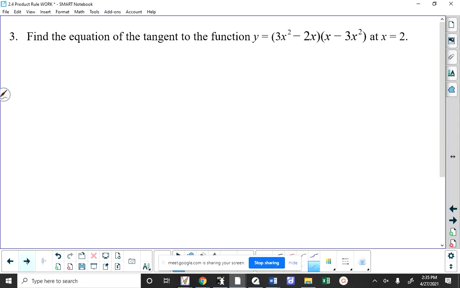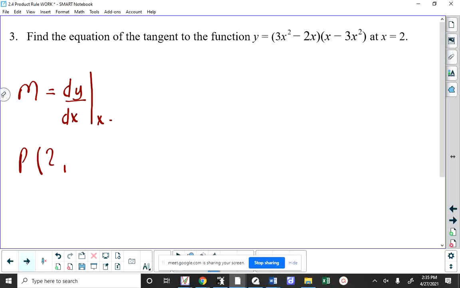What's the equation of the tangent to this function at x equals 2? So here, this is great. All that simplifying, we don't have to simplify whatever we get for the derivative because we're just going to put 2 in anyway to find the slope. So the slope will be the value of the derivative at x equals 2, and the point is at 2 comma something.